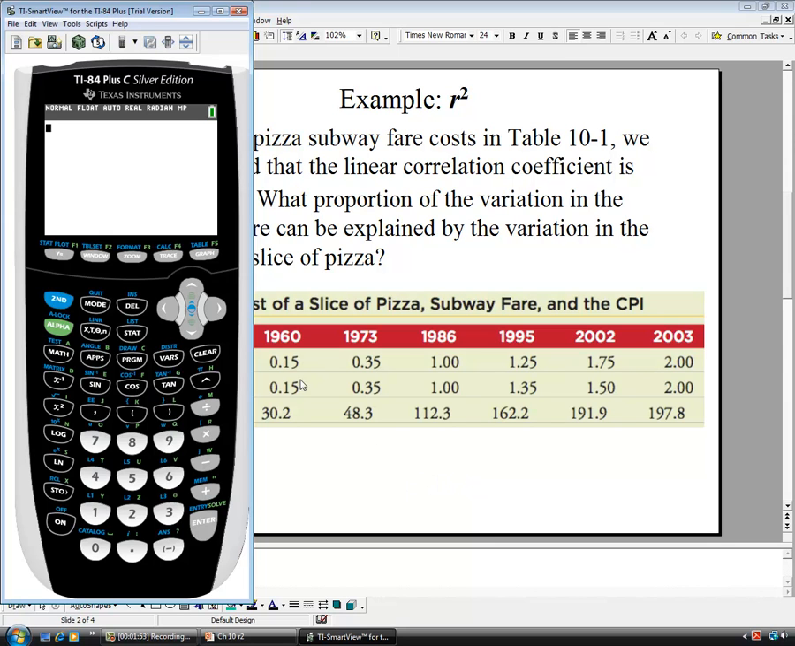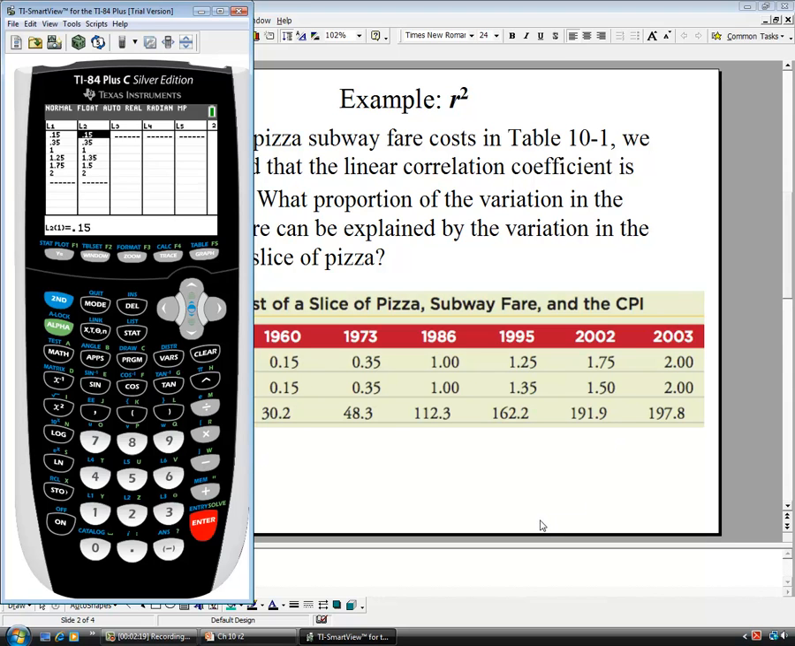Alright, the first step is to enter the x values into a list and the y values into a list. I typically will choose list 1 and list 2. Stat and enter for edit. Now I've already done so. So my list 1 values are all of the cost of the piece of pizza, and my list 2 value represents the subway token costs in row 2 here.